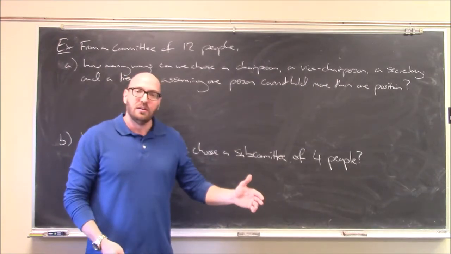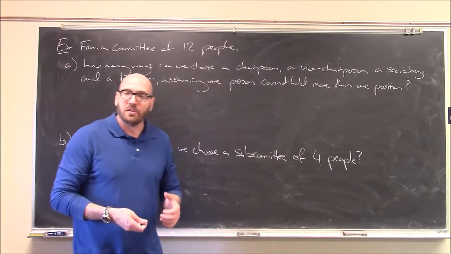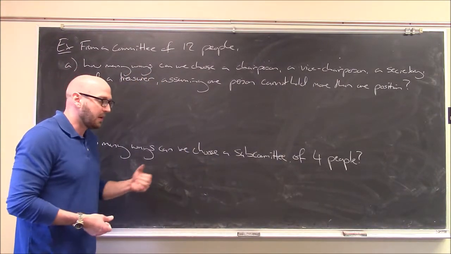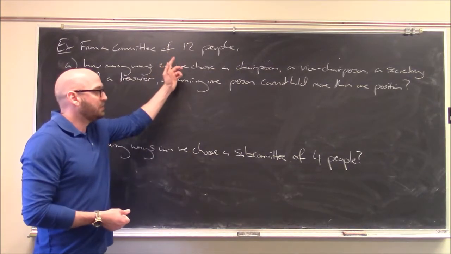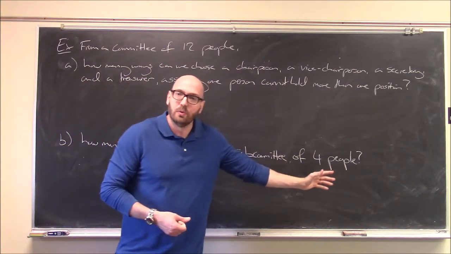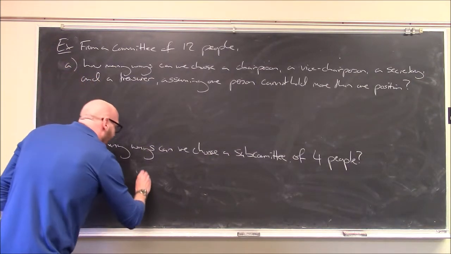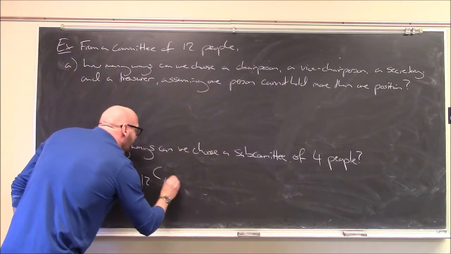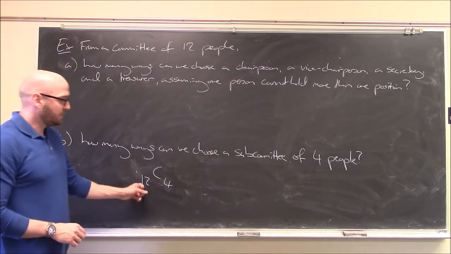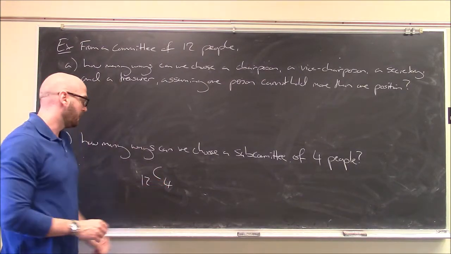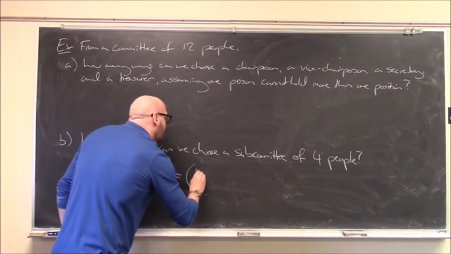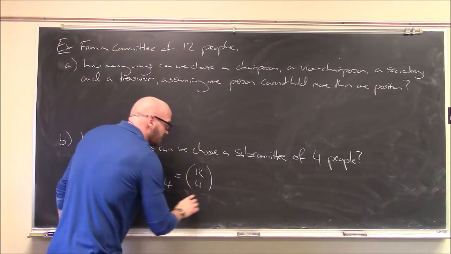Well, notice in this case, order doesn't matter. The order of the 4 people you choose doesn't matter. I'm just asking, from 12 people, how many ways can I choose 4 people? So this is a combination question. I'm asking, from 12 people, how many ways can I choose 4? So I'm computing 12C4, or 12 choose 4, if you like this notation, which I personally do.